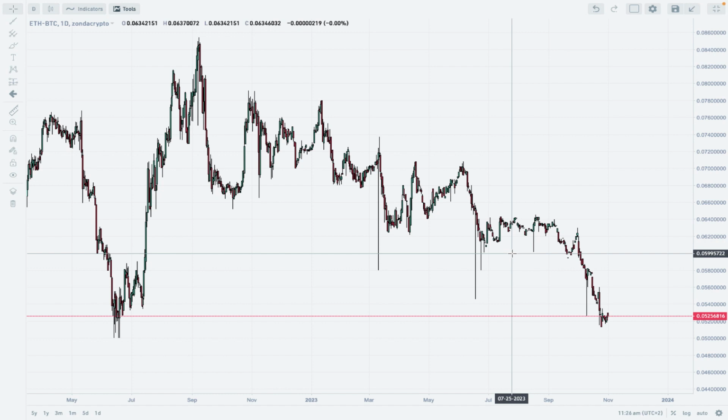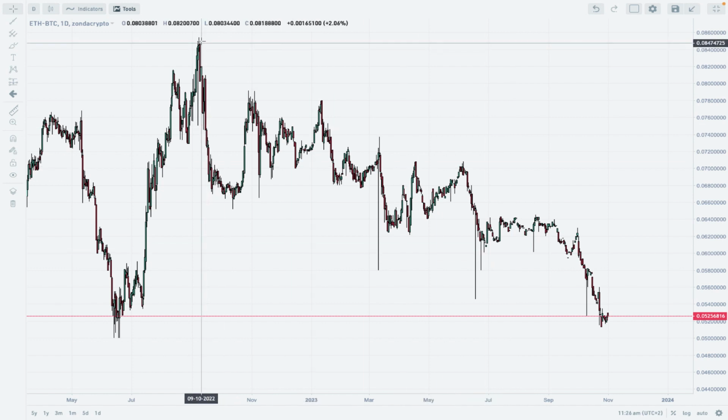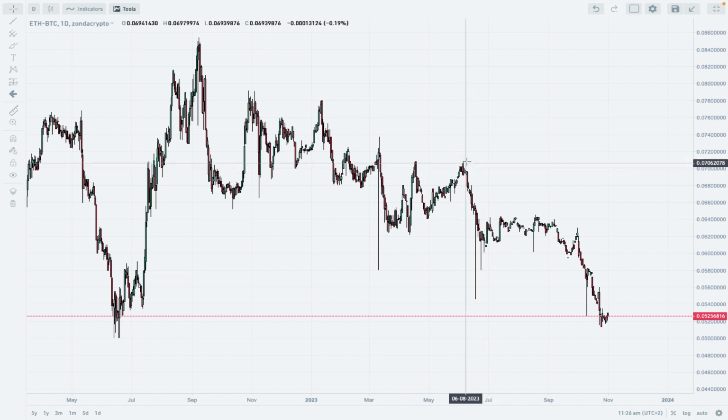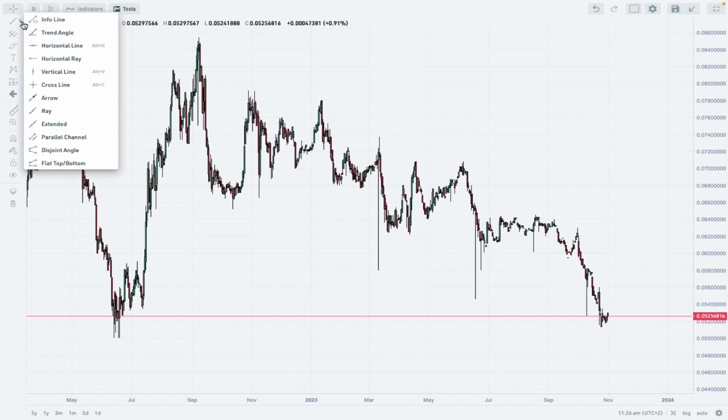So the first thing you might want to notice is that since the high of 2022, the beginning of September 2022, the Ether to Bitcoin market has been making consecutive lower lows, lower highs, lower lows, lower highs, lower lows, lower highs, lower lows, lower highs, and just recently we've made a new yearly low at the level of 0.0513.